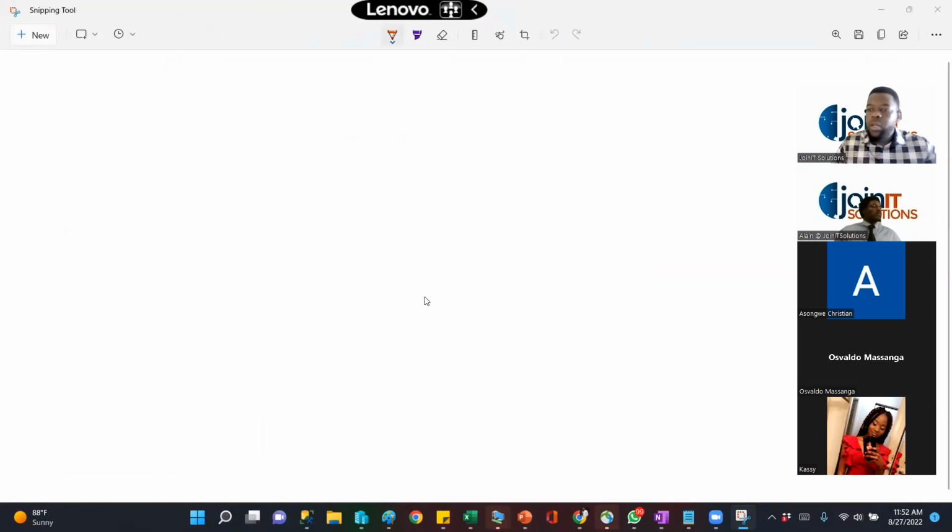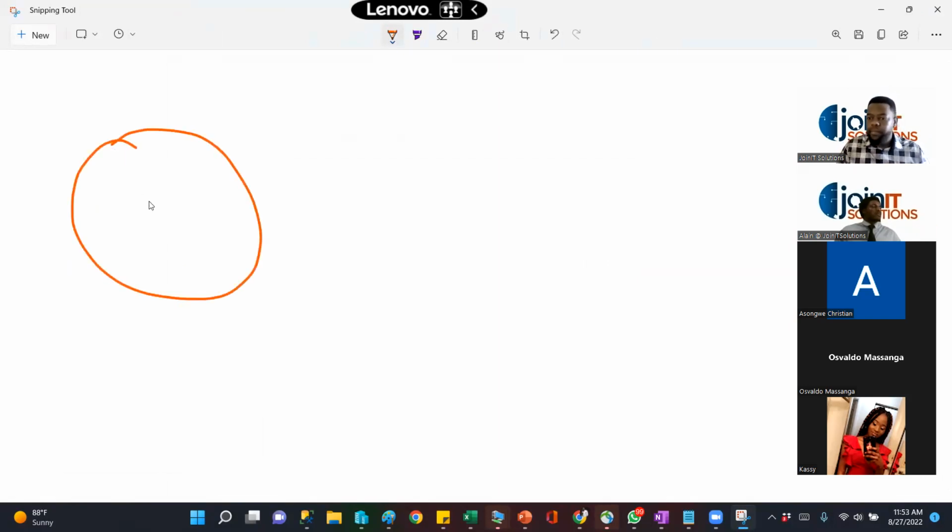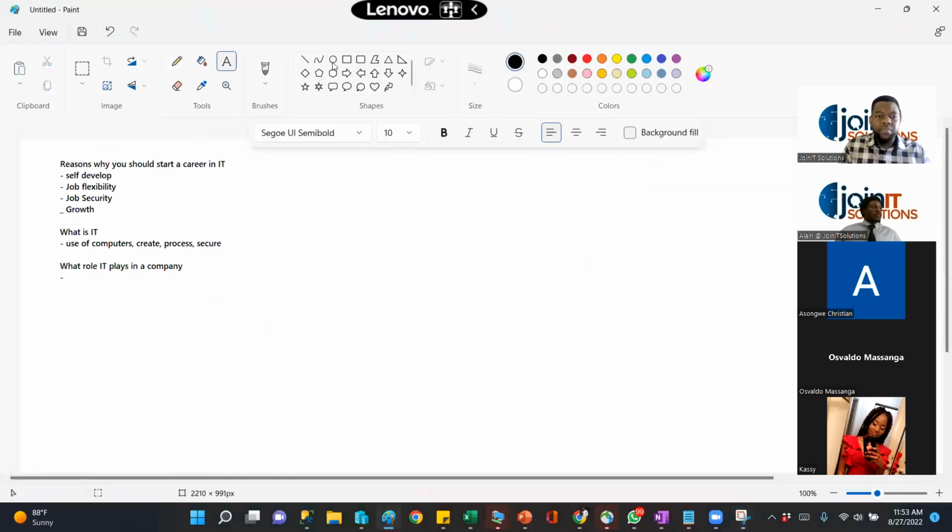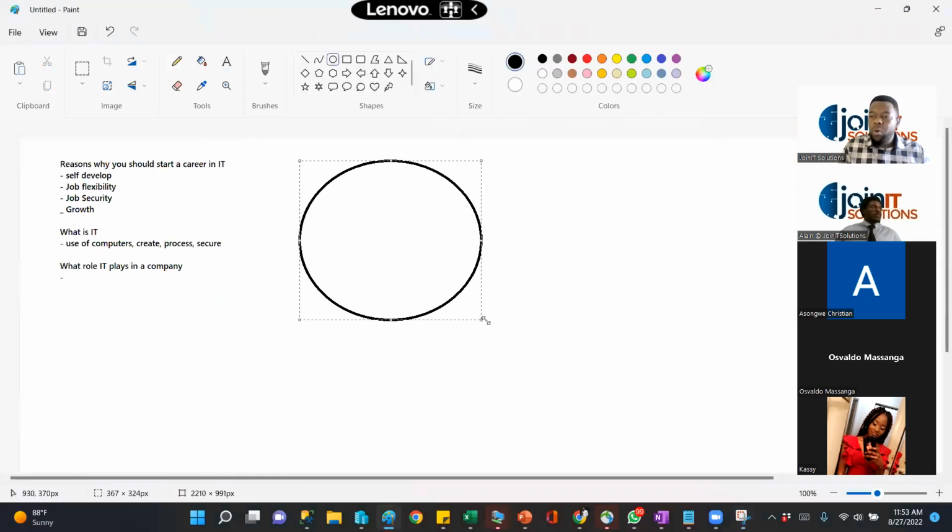Right. So when you look at a company, guys, look at this as a company. Within this company, you have various departments that make it up. I think I should actually do this. When you look at this as a company, let's take, for instance, it is a banking company.